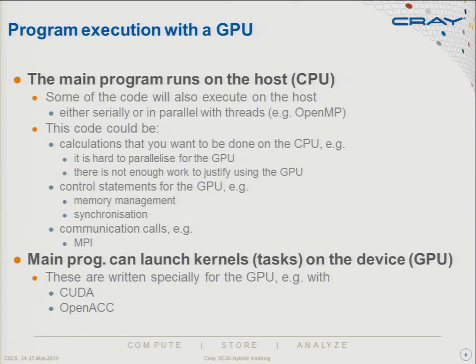So the main program then launches these tasks, these computational tasks, to the device. These computational tasks are called kernels. They have to be written specially for the GPU. So you either have to use some sort of new programming model like CUDA, or you have to use some extension to an existing programming model like OpenACC.